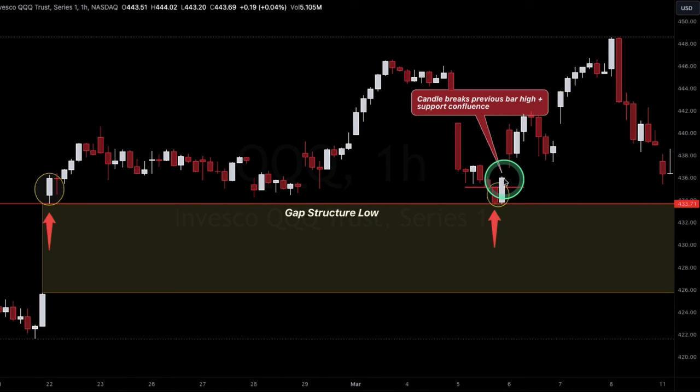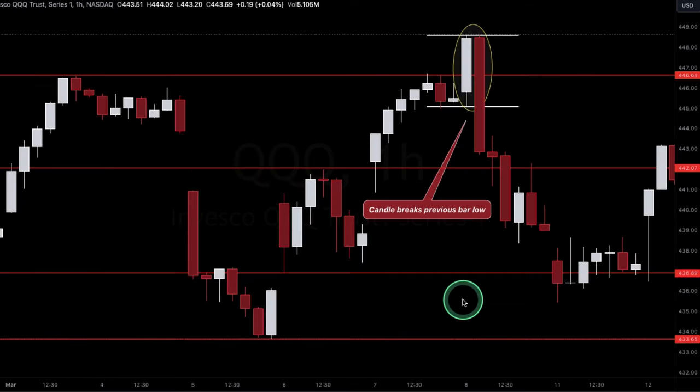So I hope that makes sense. That's all the examples for upside. We're going to go ahead and get into downside next. All right, and on to downside.